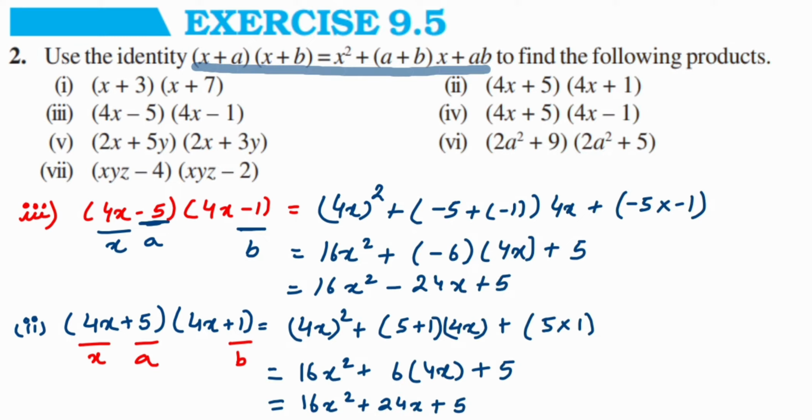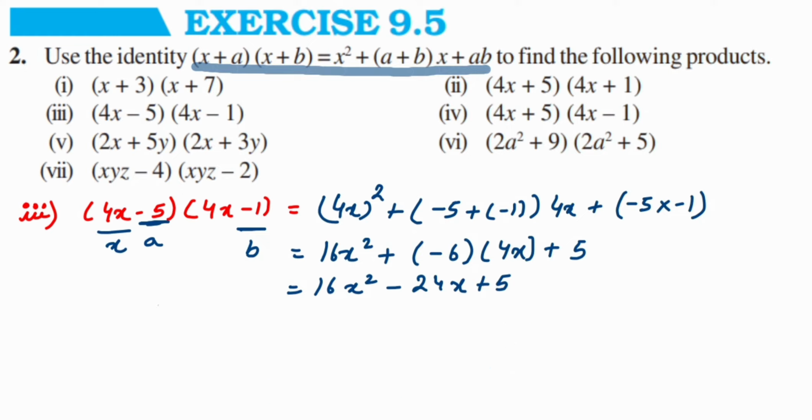Now we'll move on to the next question, that is the fourth problem. So the fourth problem is (4x + 5)(4x − 1). So here we'll identify what is x. So x is the same, it is 4x. In place of a we'll put plus 5, in place of b we'll put minus 1. Just take care of the signs here.